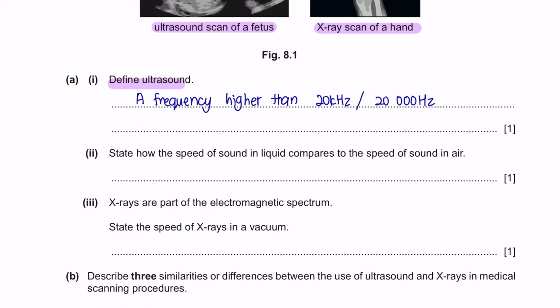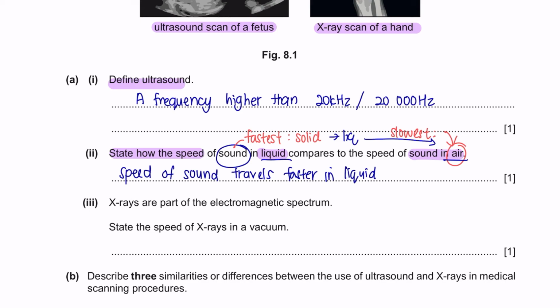Next question, part 2. State how the speed of sound in liquid compares to the speed of sound in air. Now, speed of sound goes from fastest in solid to liquid and the slowest in air. So comparing liquid to air, the speed of sound travels faster in liquid.